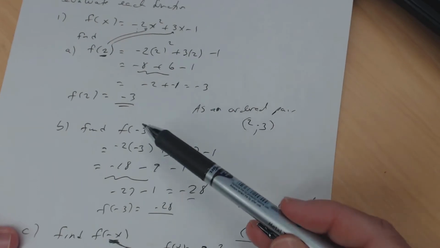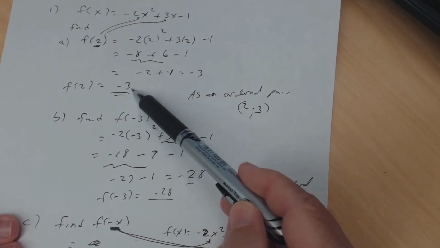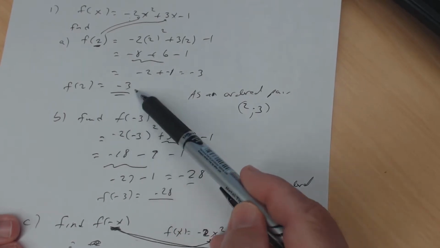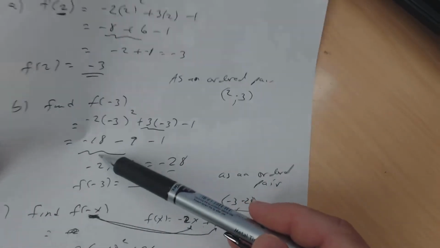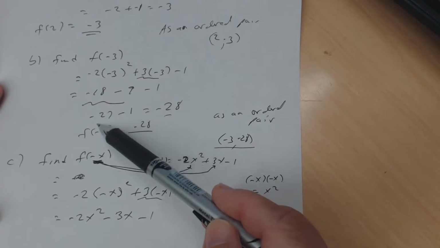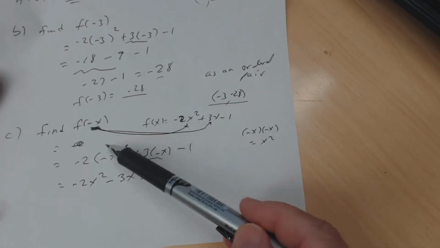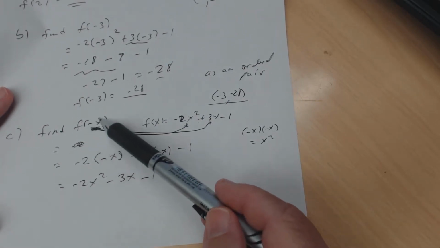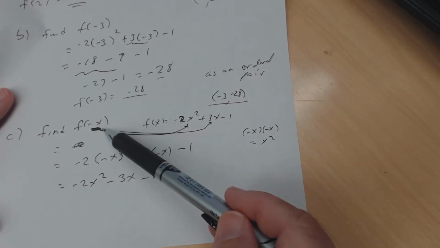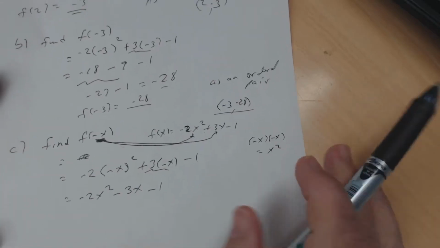So notice that when you plugged in a number, you ended up with an answer being a number. When I substituted 2 into my expression, I got negative 3. So when x is 2, my y value is negative 3. When I plugged in negative 3, I ended up with a number, negative 28. So when x is negative 3, my y value is negative 28. Here, though, when I plug in a variable expression, I end up with a variable expression. I did not get a number because this is not a real number. It's a variable expression. So I get this. Okay? All right, so let's look at another.